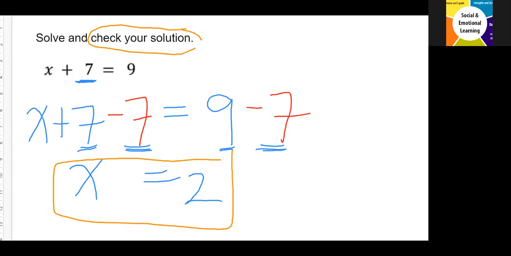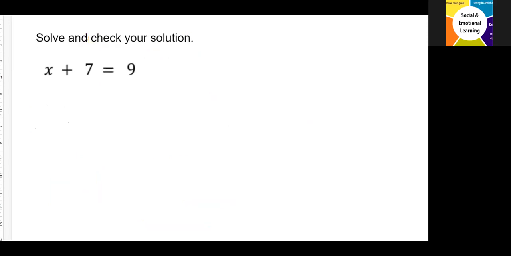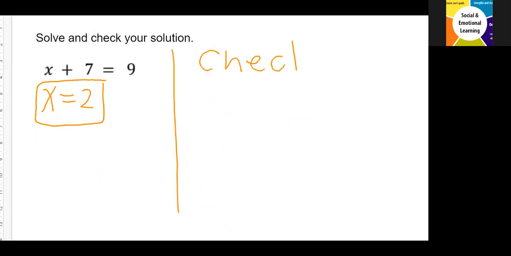Watch, I'm going to check my answer. My answer is 2, right? Let me just write that here because it's getting kind of cluttered. That's my solution or my answer to the equation, right? So now I'm going to check. It's nice to tell your teacher that you're checking so they know what you're doing. So write check. You put an LS for the left side.